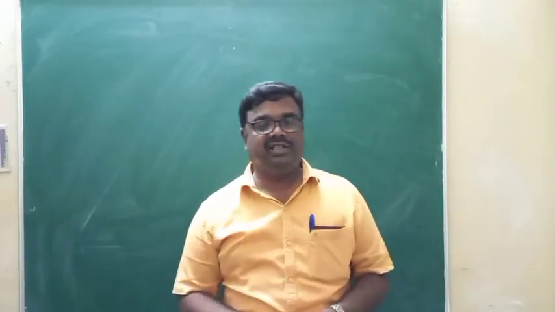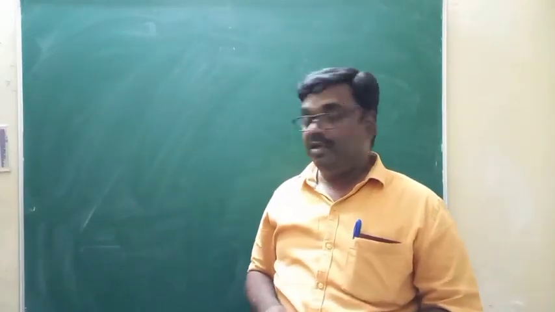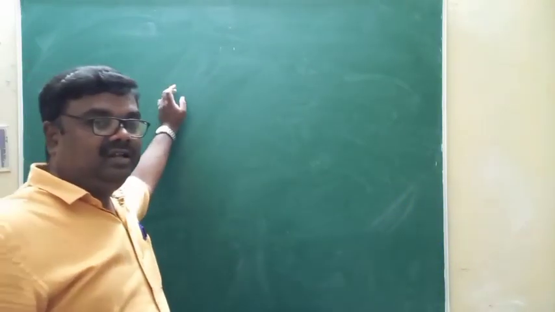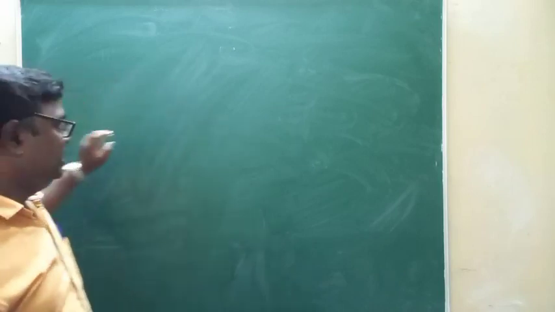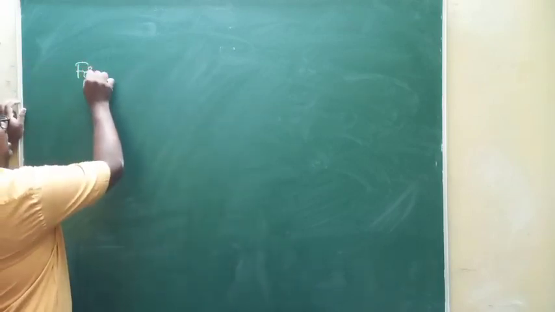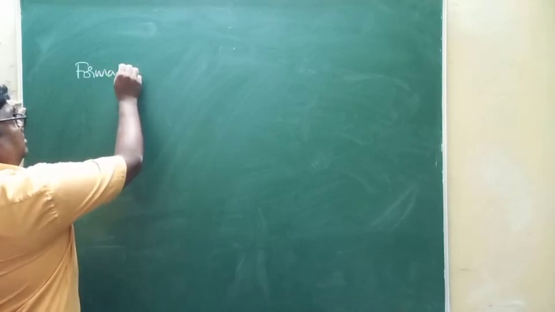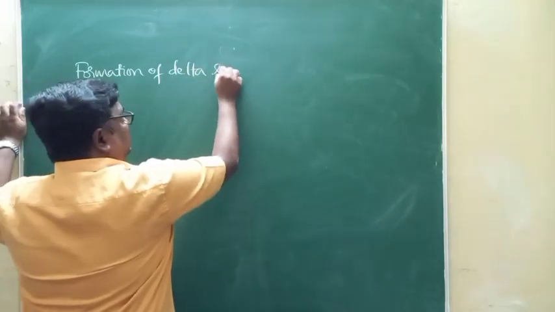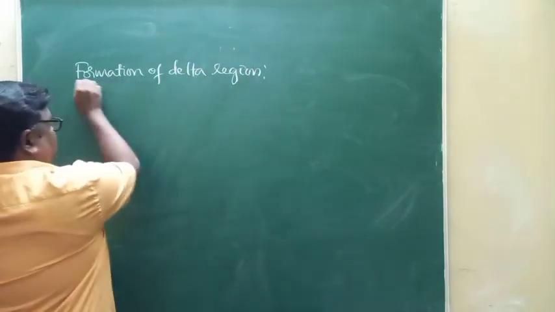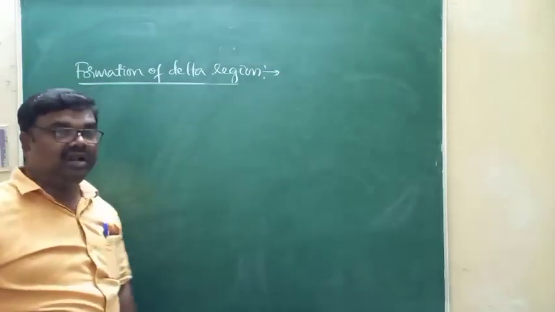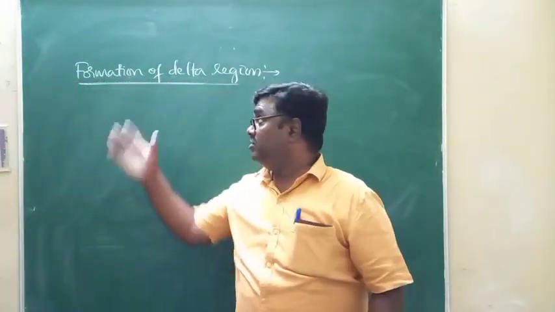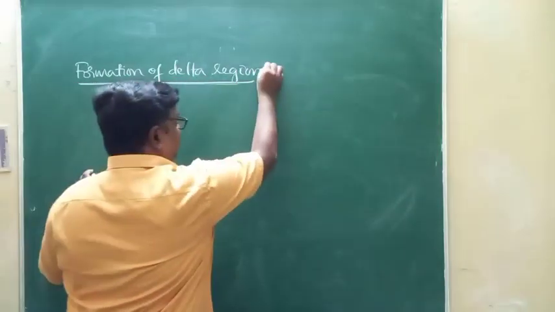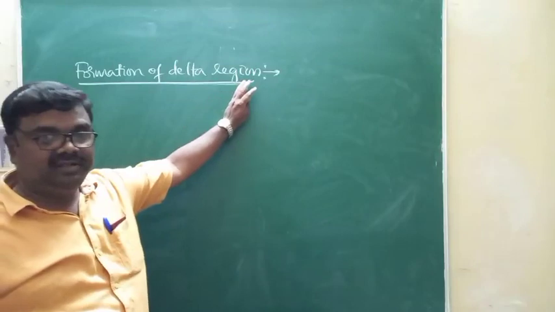In addition to these colloidal systems, we have one important process that we observe in the region where river water meets sea water, and that is the formation of delta region. The formation of delta region can also be explained on the basis of colloidal properties.